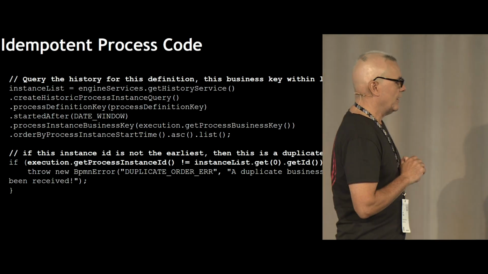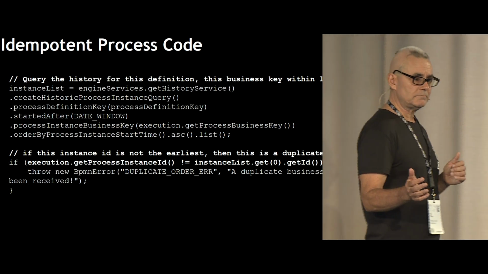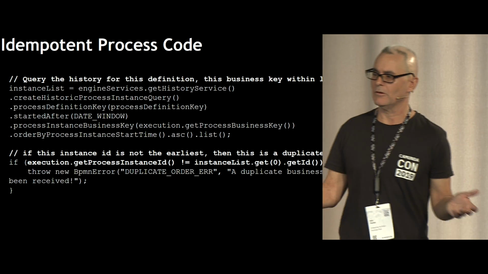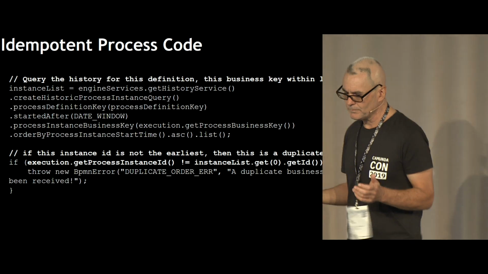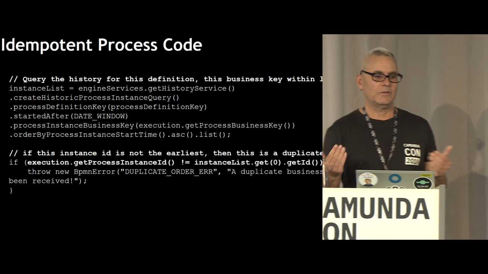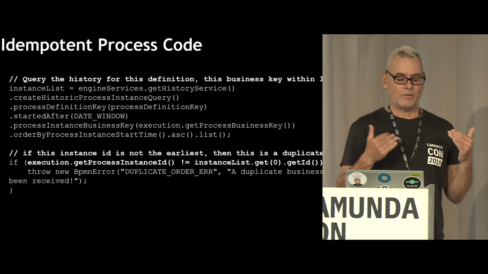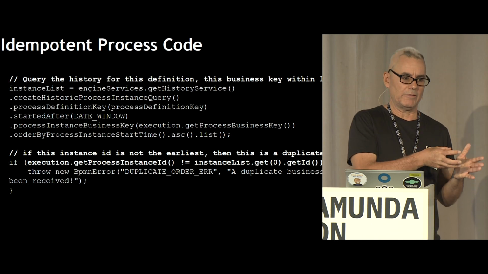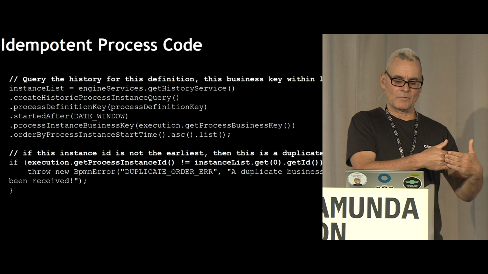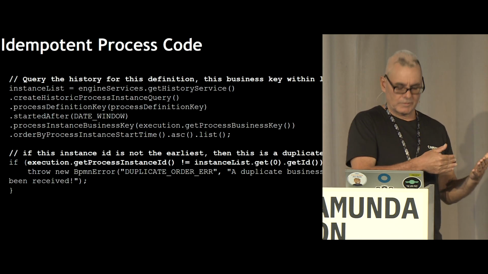How did we detect a duplicate? Now, this is a generic piece of code. You can put it in any process, and it will kind of work. And the way it works is as follows. We use the history service, and we're relying on the client submitting a unique reference number, which is unique to them, which is used as the business key.